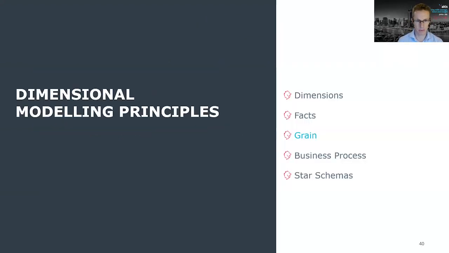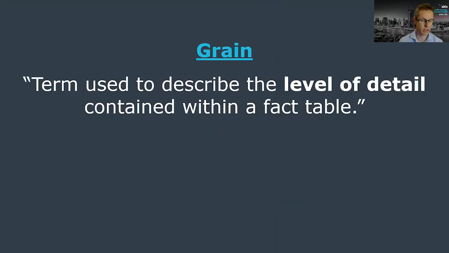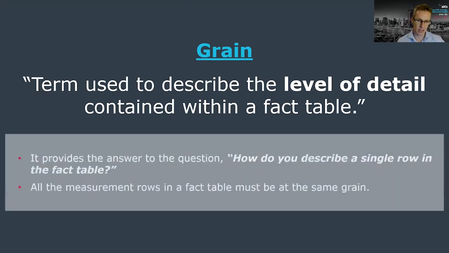So the next principle I want to touch on is grain. So what is grain? Grain is a term that is used to describe the level of detail contained within a fact table. It helps us answer the question of how do you describe a single row in a fact table? And the grain becomes important because all the measures we capture in our fact table need to align to the same grain. So understanding the grain of your dimensional model is a key thing, which we'll touch on a little bit later.